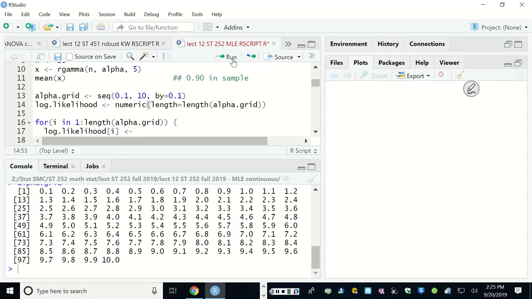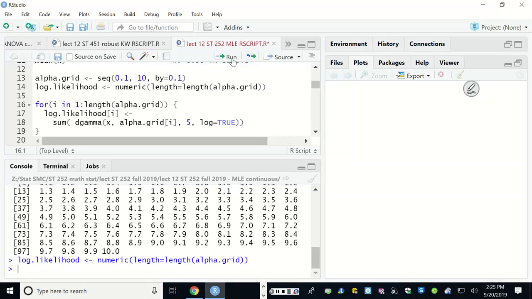I'm going to make a log likelihood evaluation at each of those points, do a little loop. I'm going to go over all the length of my grid, and there's a d gamma function. Conveniently, I can get that gamma function, and I can do it on the log scale too, for a particular value of alpha. So the first one I'm going to do is 0.1, which is way far away from the truth.